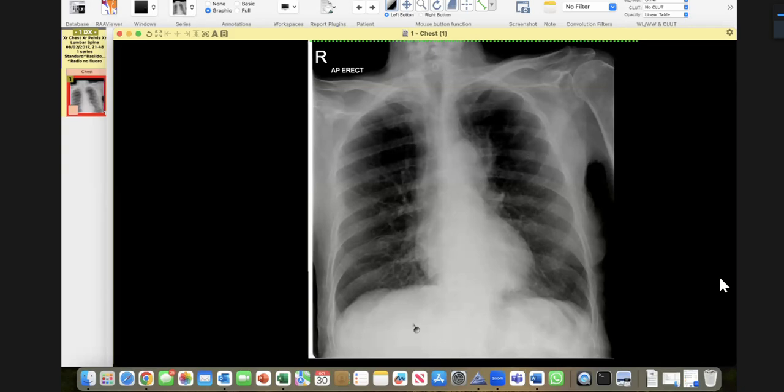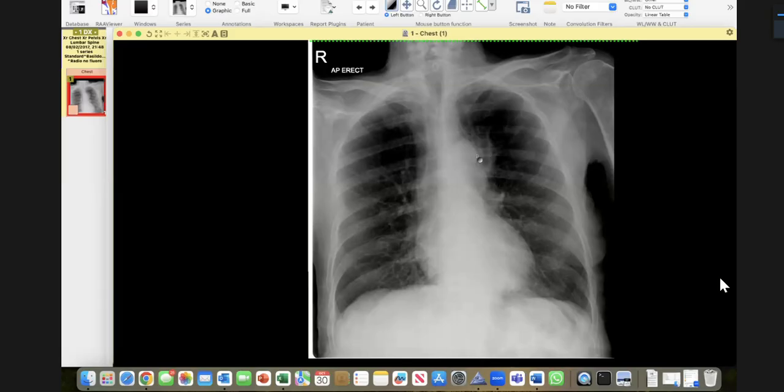I'm sorry, because I cannot see your mouse. Right, you cannot see my mouse. Okay, left suprahilar region. Anything abnormal? Left suprahilar region. Yes.